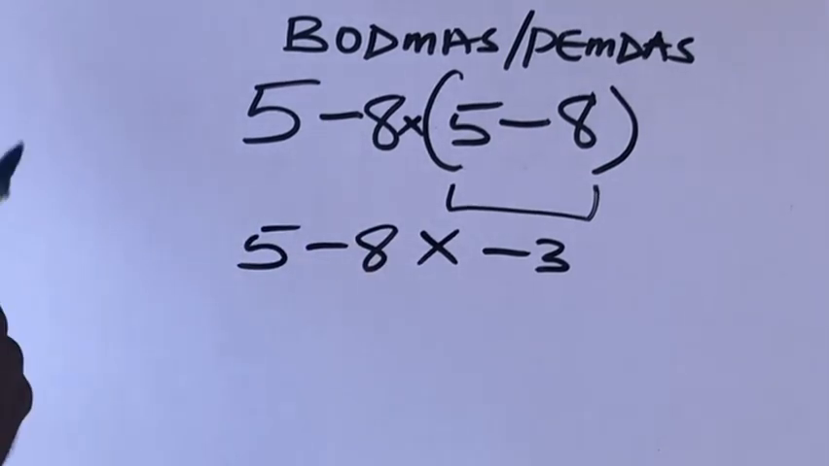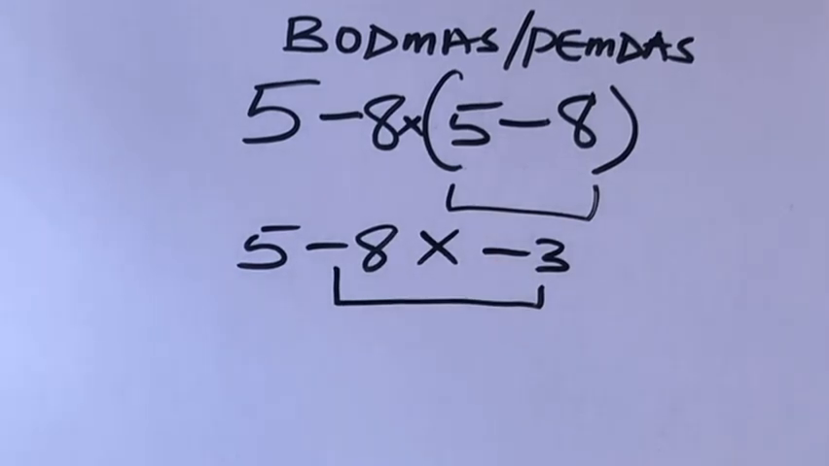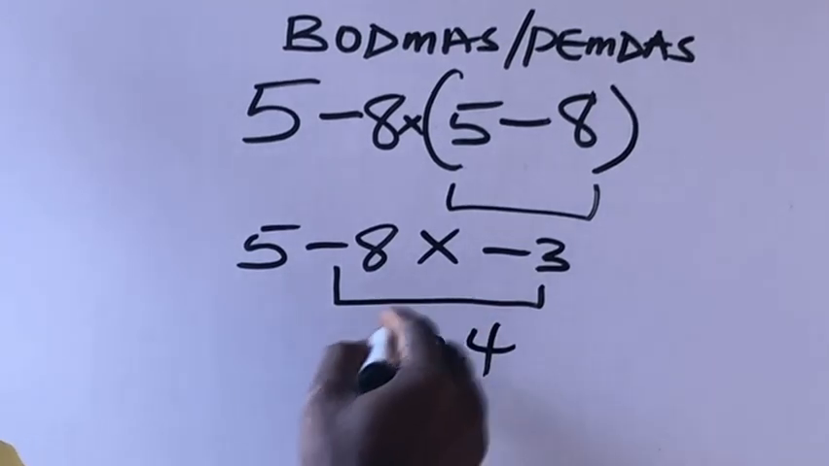Now, remember, in our order of operation, multiplication comes before division. So we have to multiply minus 8 times minus 3. Minus 8 times minus 3 will give us positive 24.